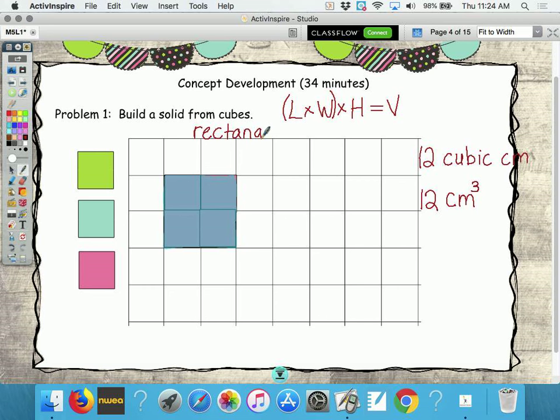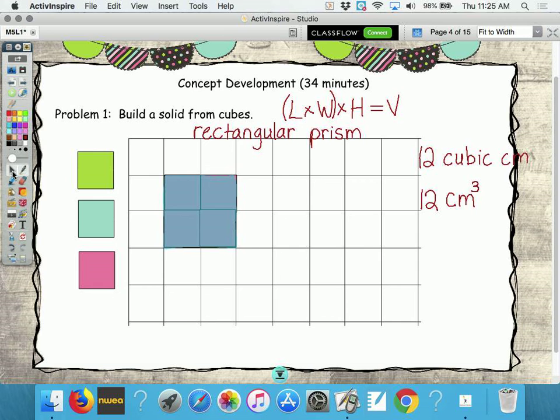Don't read it yet, because it's going to take me a minute to write it. What are those? Rectangular prism. Okay, so this is an example of a rectangular prism.